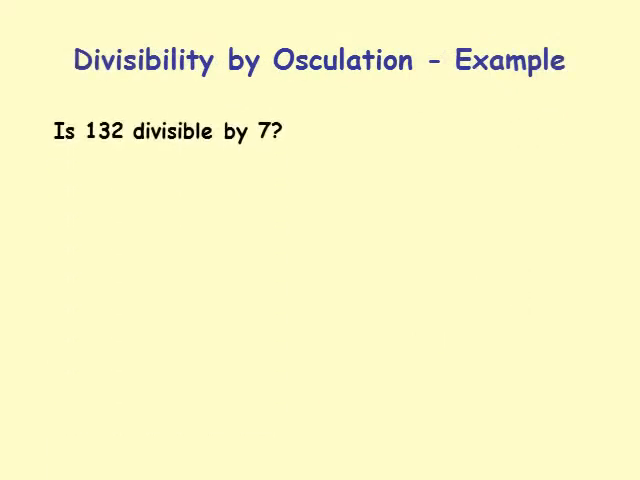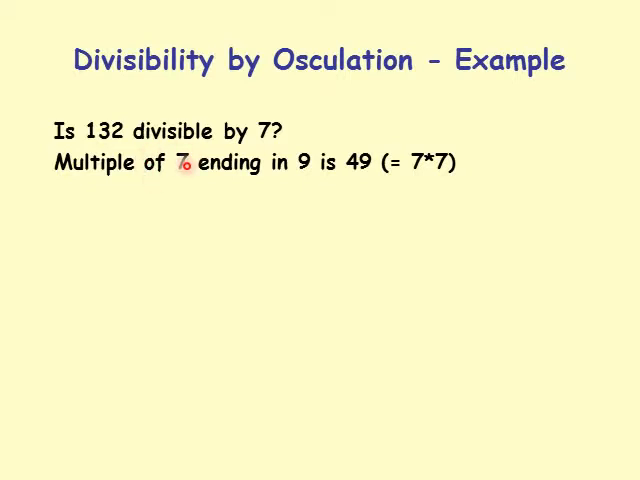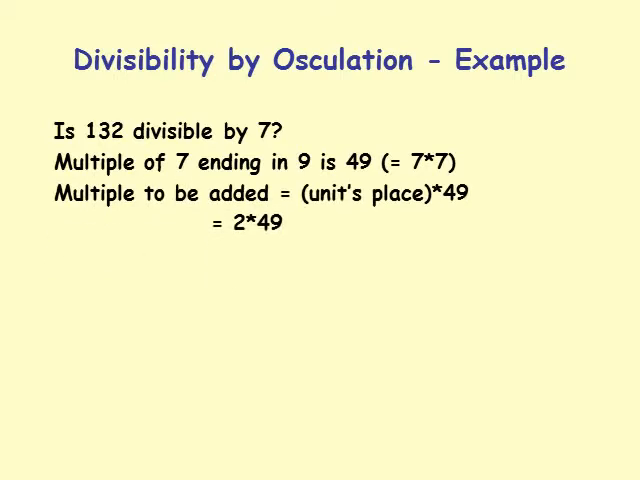Let's do an example to go through the steps. The example we take is: is 138 divisible by 7? First we have to find a multiple of 7 which ends in 9, and that multiple is 49, which is equal to 7 times 7, and 49 does end in 9.